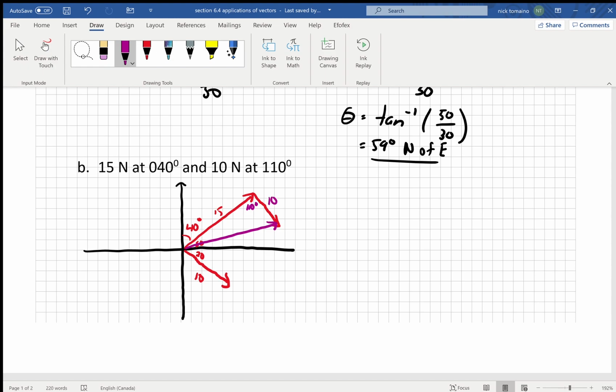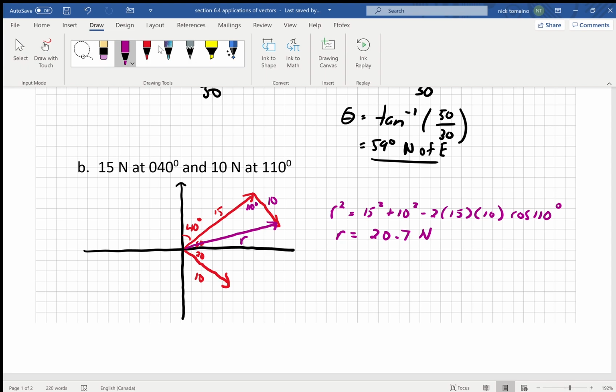All right, now what we want to do is figure out the resultant, which is r, and we're going to use the cosine law because we have two sides and the angle between. So cosine law: r squared is equal to 15 squared plus 10 squared minus 2 times 15 times 10 times cos of 110 degrees. Okay, and we'll work this out, and after you square root it, r is equal to 20.7 newtons.